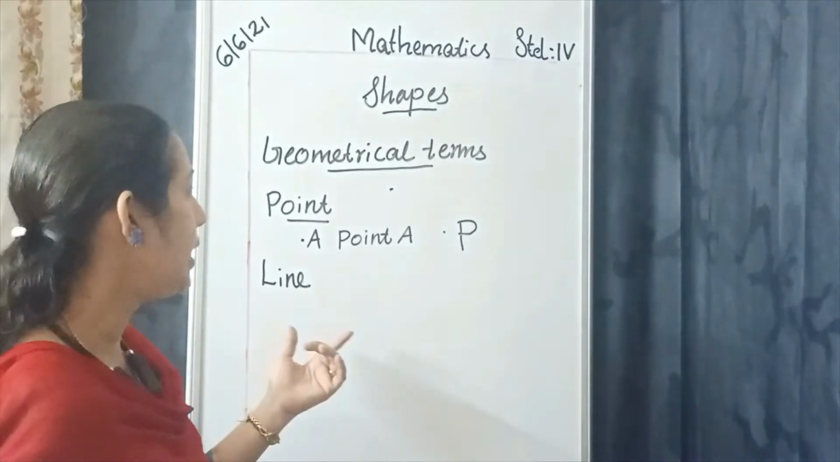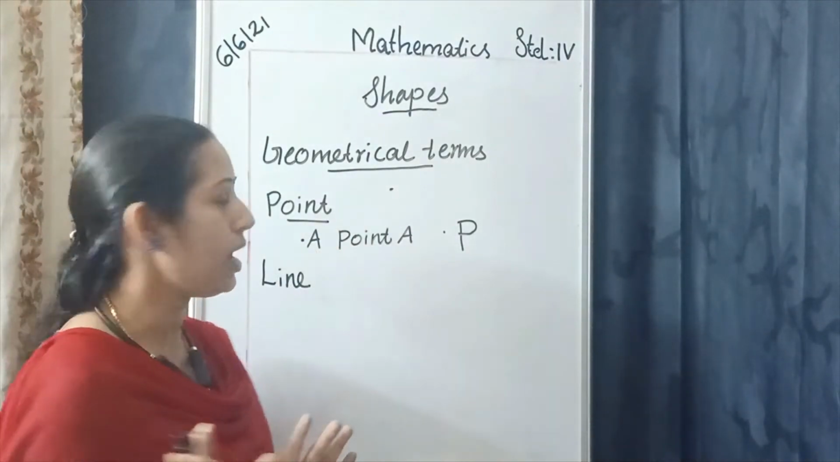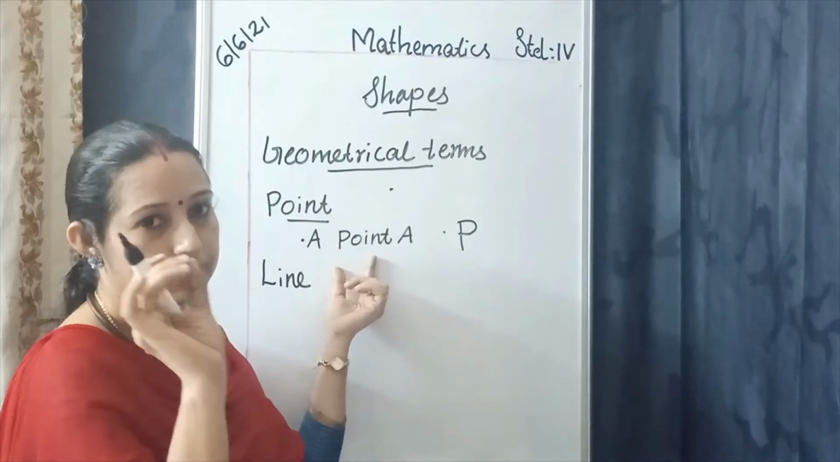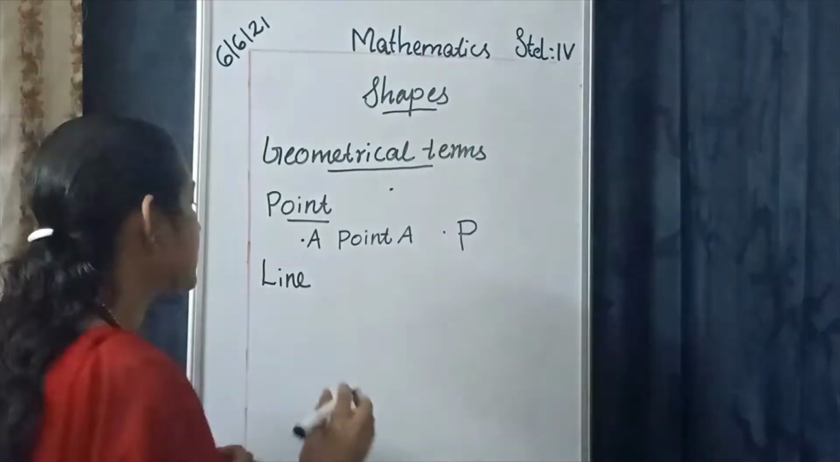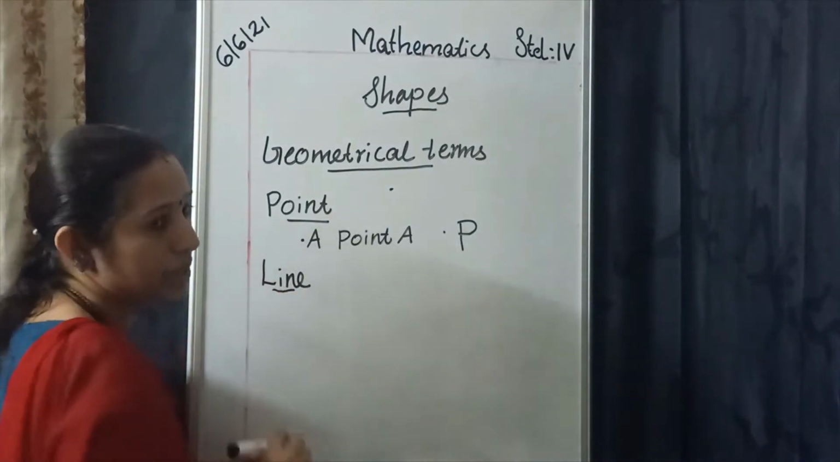Next one, point. Point means it has no dimensions. Just here's a dot. Next one is a line. Next geometrical term is a line.